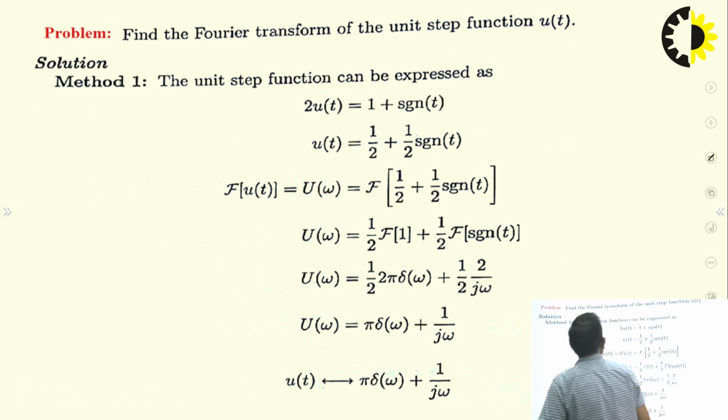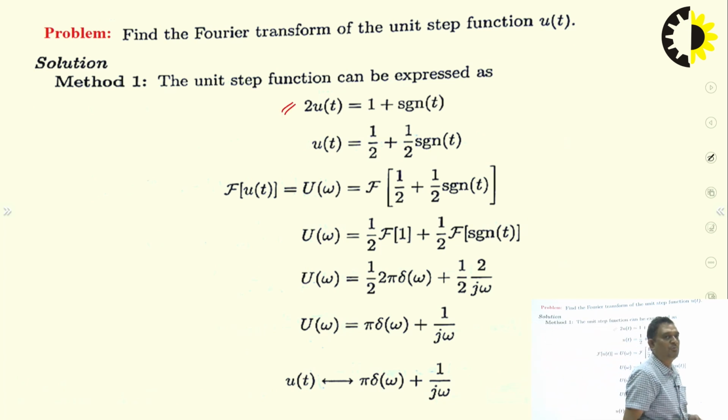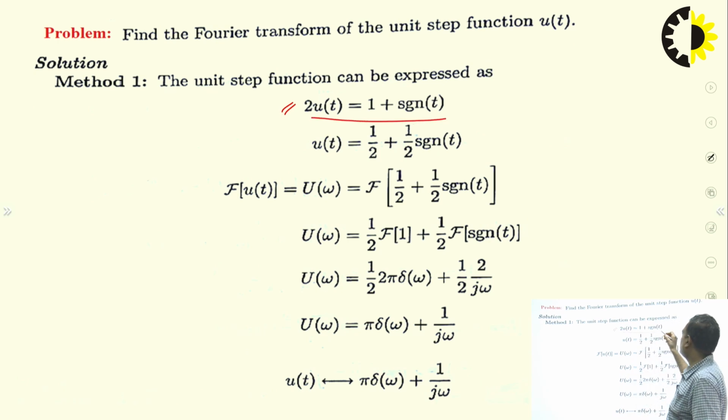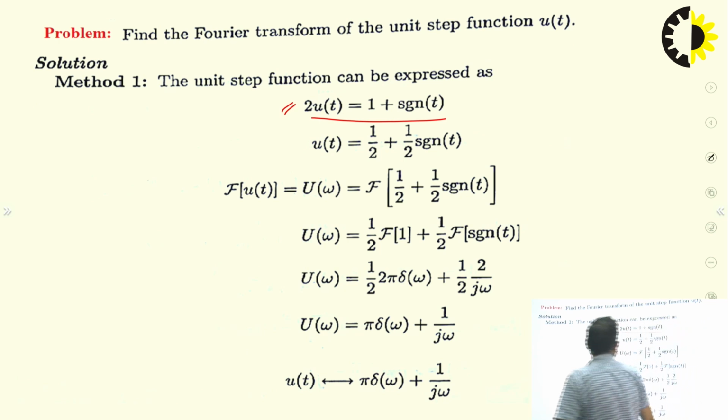Now find the Fourier transform of the unit step function. The unit step function can be expressed in the form of the signum function. So 2u(t) can be written as 1 plus signum t, or u(t) is half plus half of signum t.